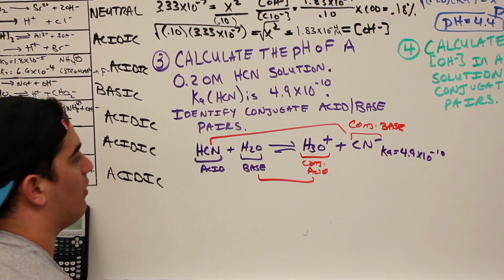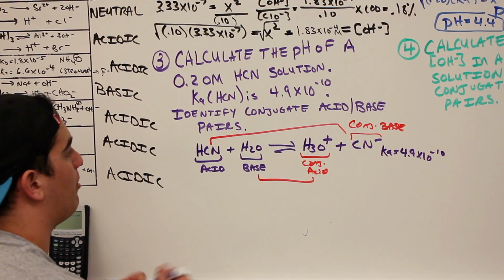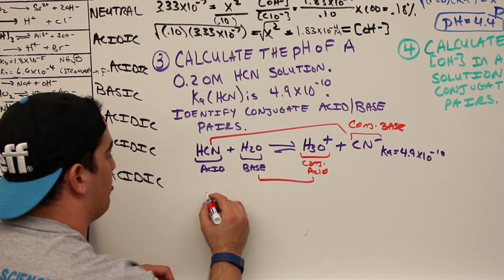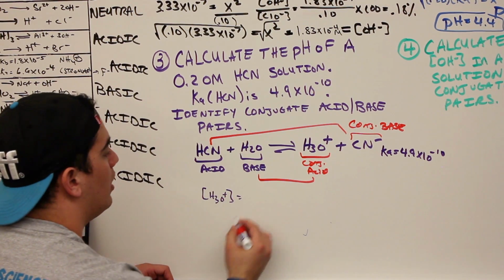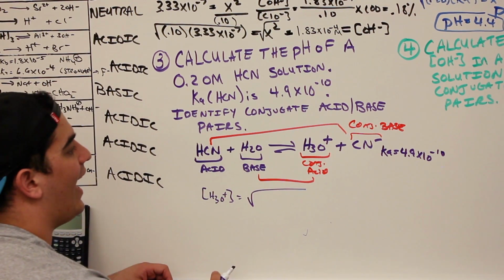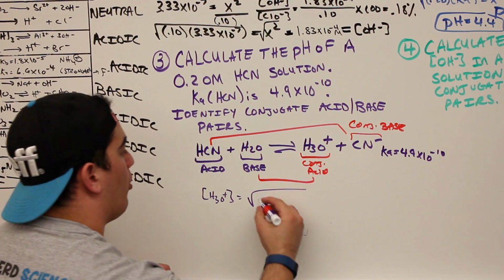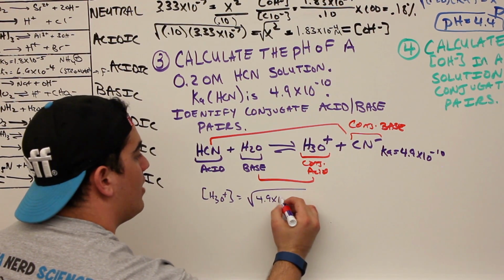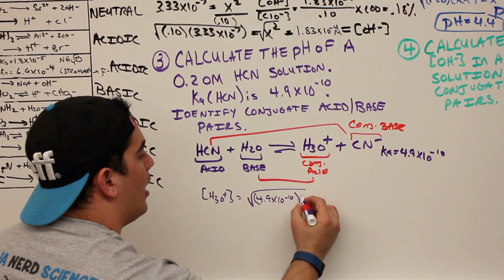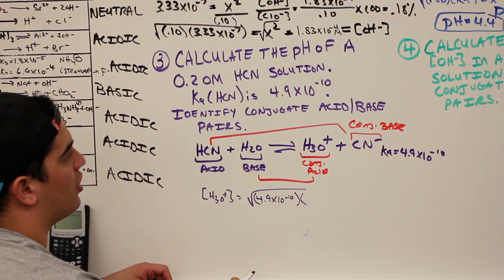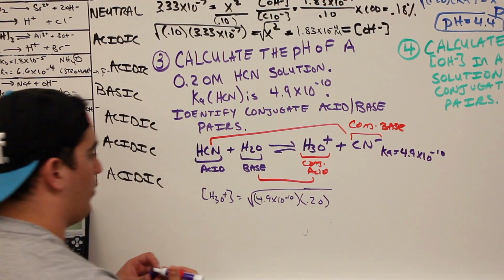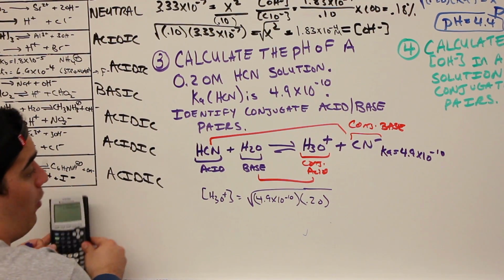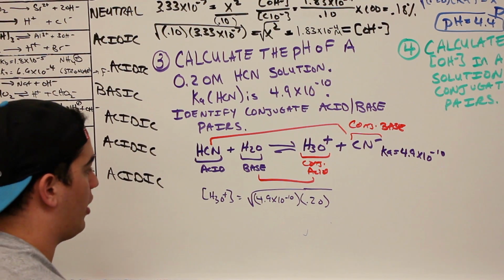What did we say before? Let's bypass all this stuff that we did before, the ICE tables and explaining what happens, and we just put in H3O plus is equal to the square root of the Ka, in this case 4.9 times 10 to the negative 10, times the initial concentration of the weak acid, which is 0.20, and then we're just going to square root that. And we're going to check it. And we're going to make sure that that works. If it doesn't, I'll show you how you get around that.